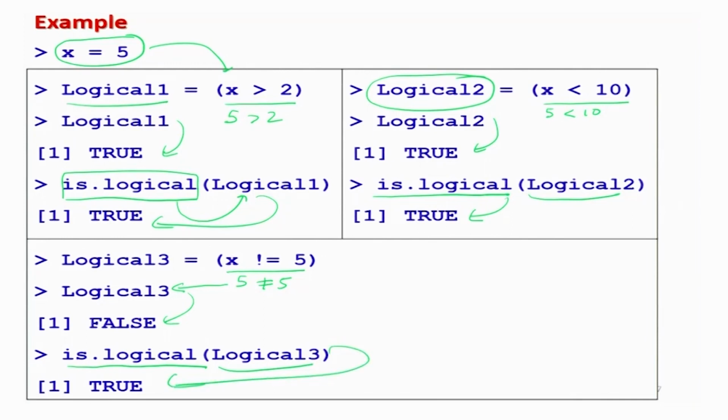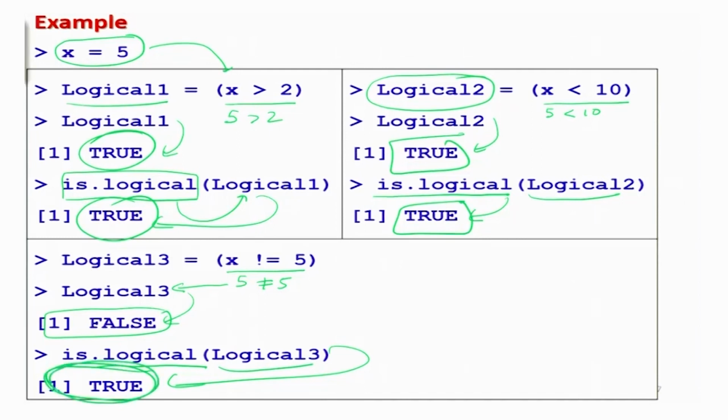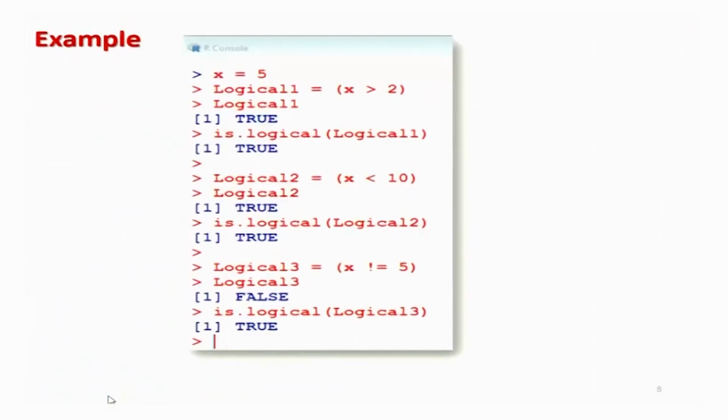So, do not get confused that because here it is true, and here it is true, this is also true. No, these are two different outcomes, they represent two different things. Here the logical3 value is false, but this true is indicating that logical3 is a logical variable, which is correct. And here is the screenshot of this operation which I just explained.